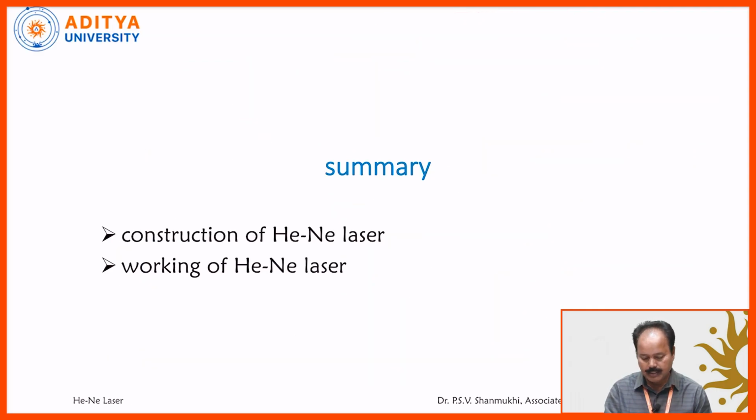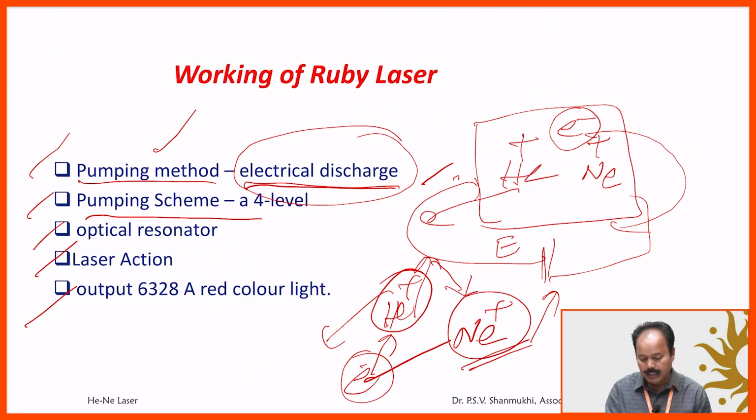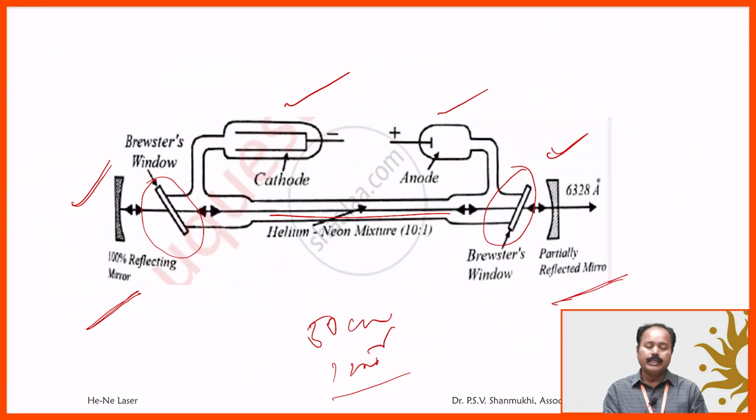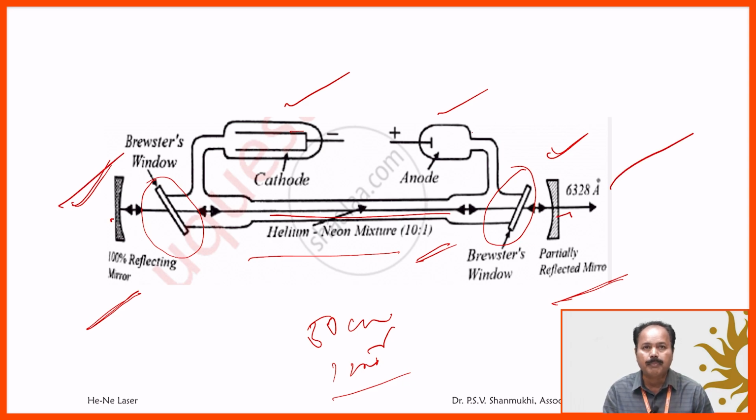Anyhow, once again, let us recap this. We have discussed the construction of the helium neon laser and the working of the helium neon laser. From the construction point of view, it is basically a gas laser, the most powerful gas laser. It is a long discharge tube, 50 centimeters long with a 1 centimeter cross sectional area, and this glass chamber is filled with helium and neon at the ratio 10:1. For every 10 helium atoms, there is 1 neon. Two electrodes are provided for the electrical discharge. Two mirrors are provided on either side. That means they produce the optical resonator.